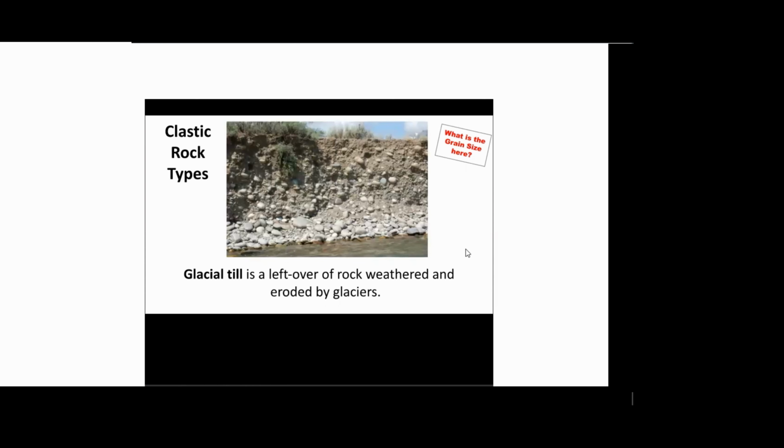Glacial till is another type that you'll come across. It's leftover rock that's been weathered and eroded by glaciers. So as the glaciers build up and move down across the area, they kind of till up or dig up the land as they go. And so all of these bits and pieces here, these are sediments that were dug up and kind of deposited off to the sides as the glacier came across this area. So this is going to be a really coarse grain.